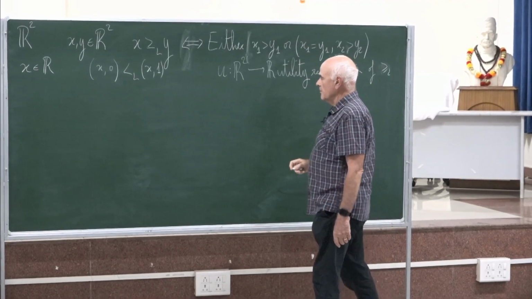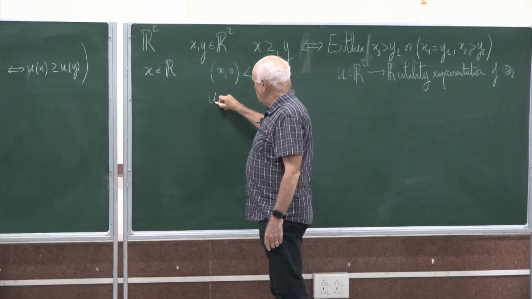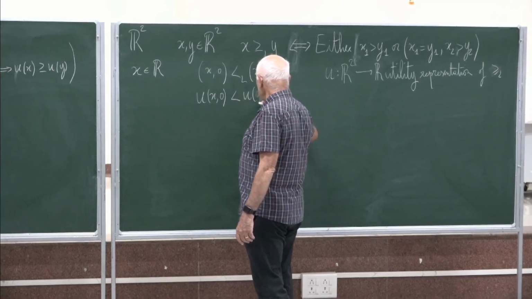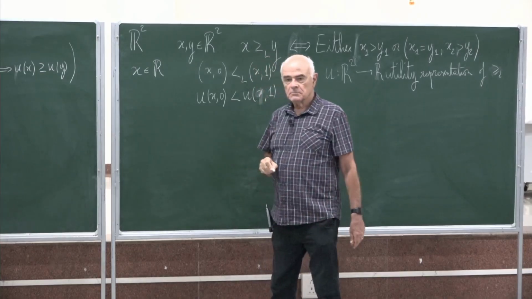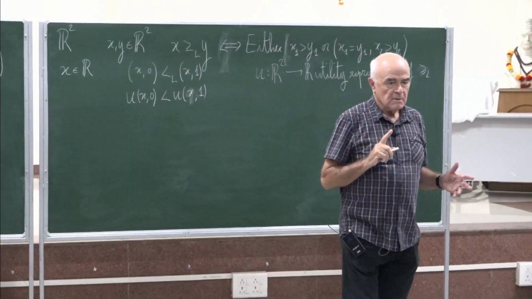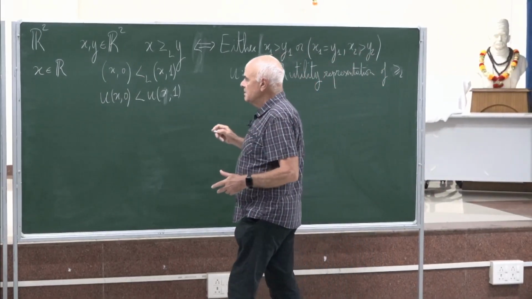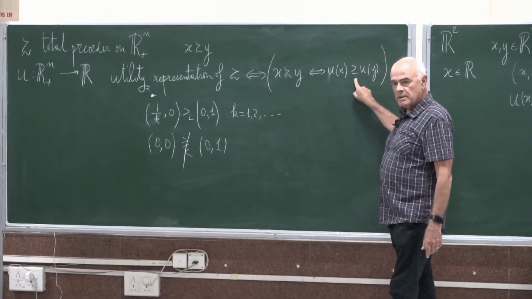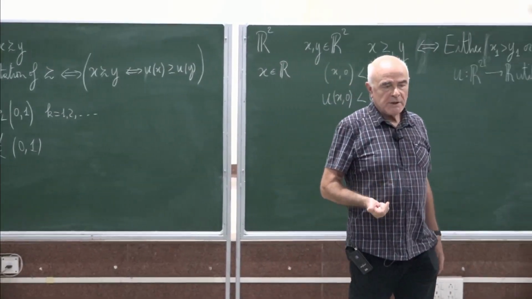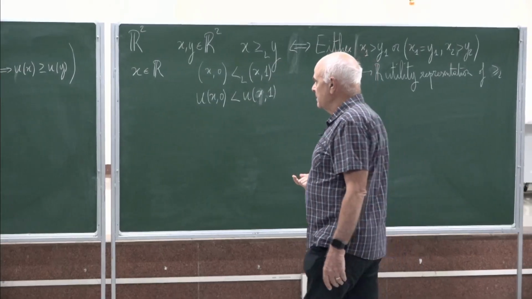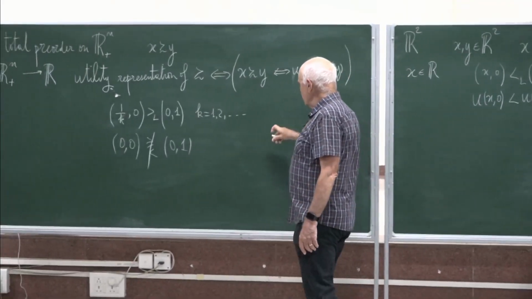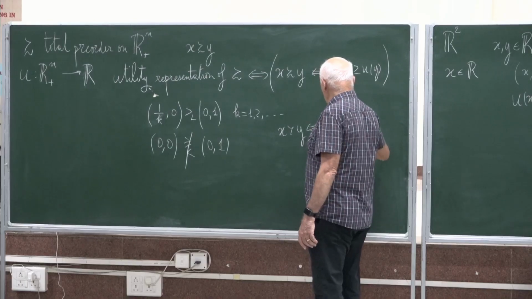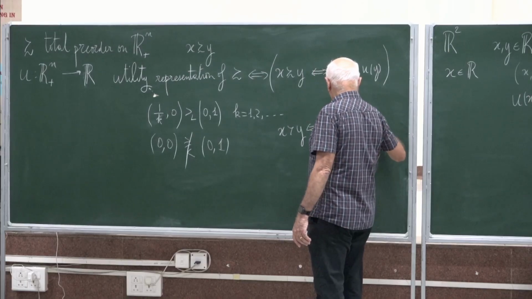Then we would have u of x0 strictly less than u of x1. Okay? Well, I said representation is with non-strict preferences and with non-strict inequality. But it's very easy to see that if this holds true, this also holds true. X is strictly preferred to y if and only if u of x is greater than u of y.